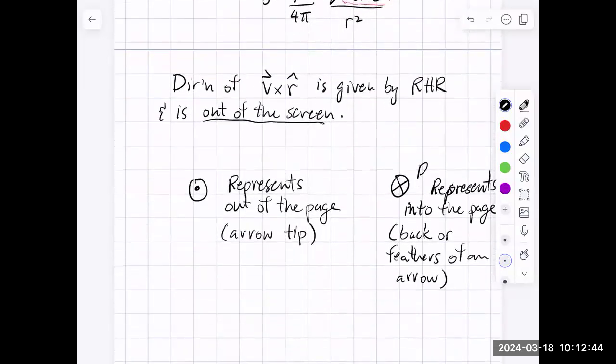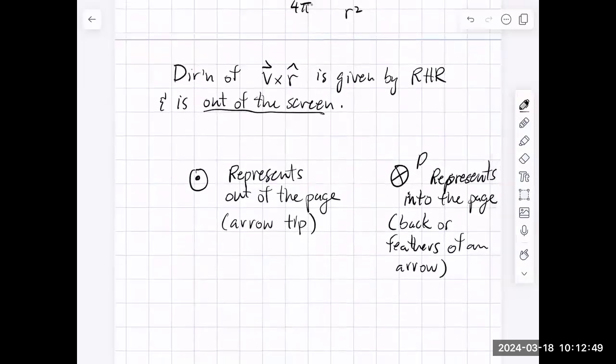Okay, so what we've noticed then is that V cross R hat is equal to V sine theta, and it is out of the page, which, if you recall from the summary right at the beginning, is the same direction as the magnetic field.